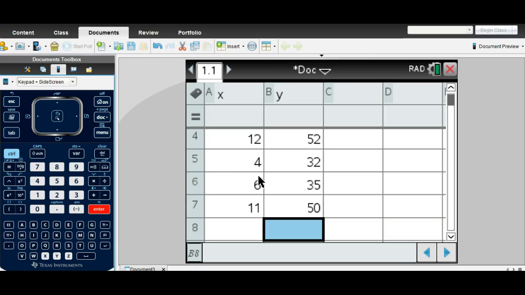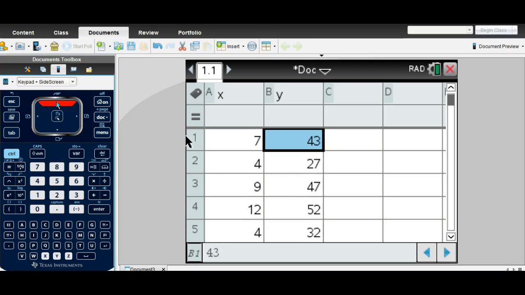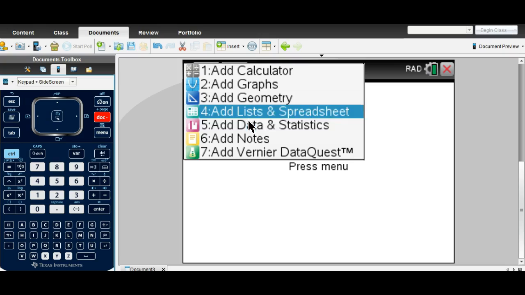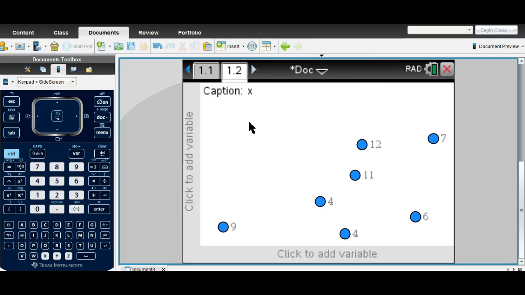Alright, here is my table. I've entered in all of my numbers, all 7 of them. Make sure you hit enter on your very last number so that it actually submits it. From there, we're going to add a new page, Control, Doc. We're going to add Data and Statistics, option 5.